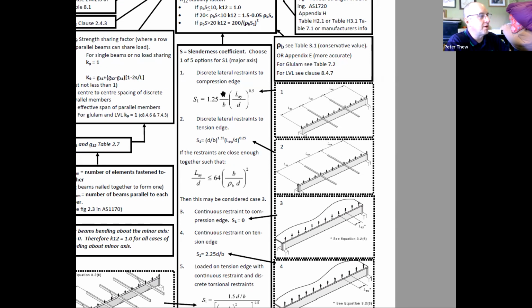So it's whatever the dimensions of the beam were, the D over the B. The L effective is 3 meters. Do that in millimeters, 3,000. Divided by D, you'll get a value of S1.